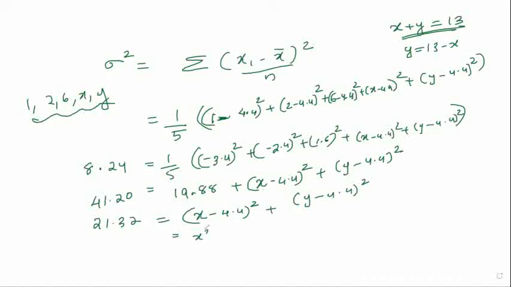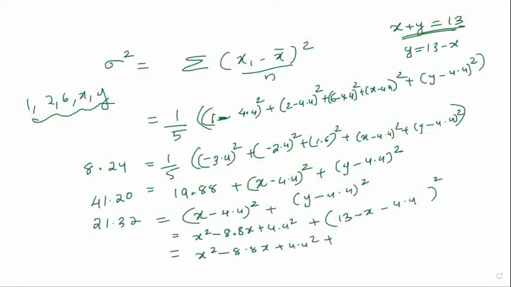So here, if I open minus a minus b the whole square, this will become a minus b the whole square. Then here y I am substituting as 13 minus x minus 4.4 square. So here it is x square minus 8.8x plus 4.4 square plus here 13 minus 4.4, isn't it? That is 8.6. So x minus 8.6.